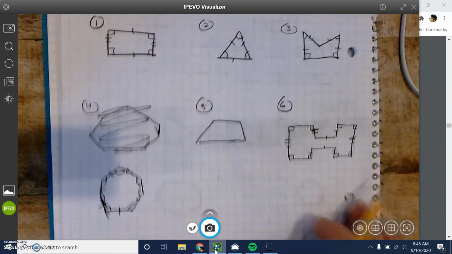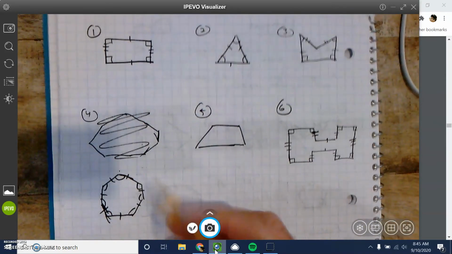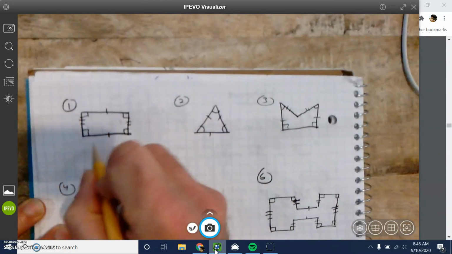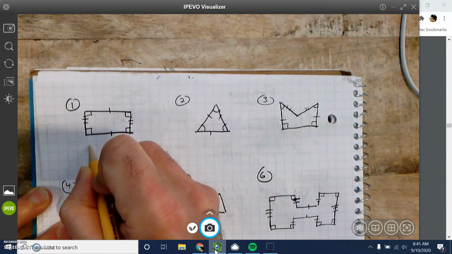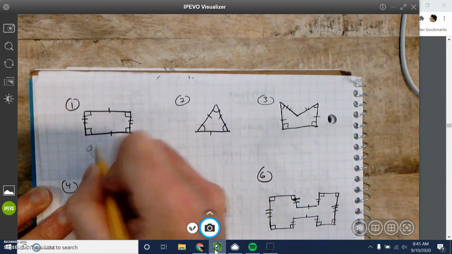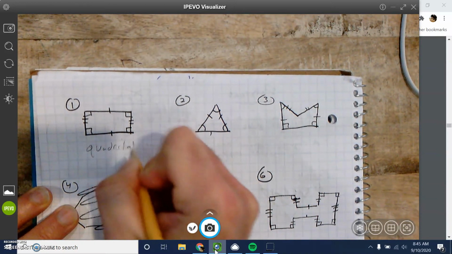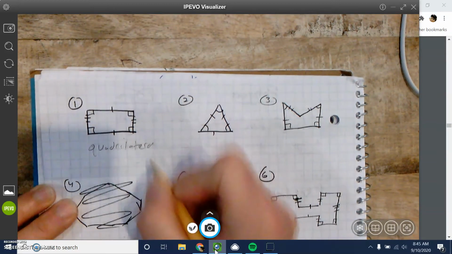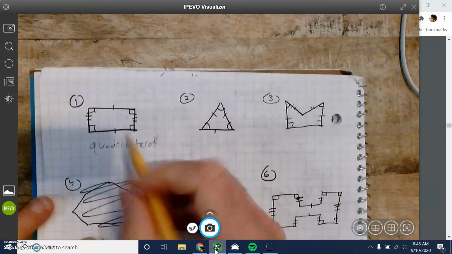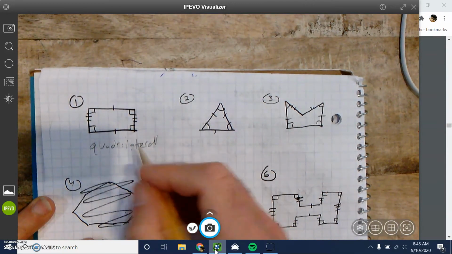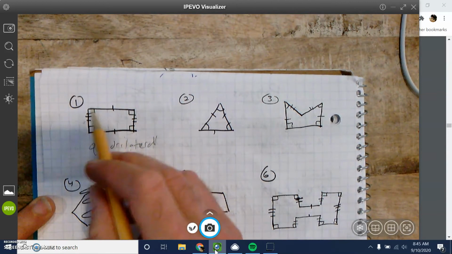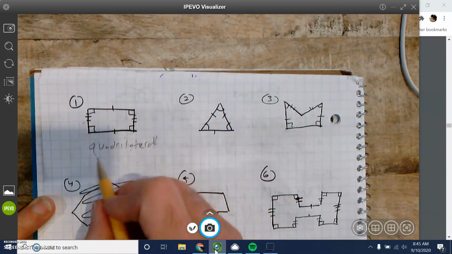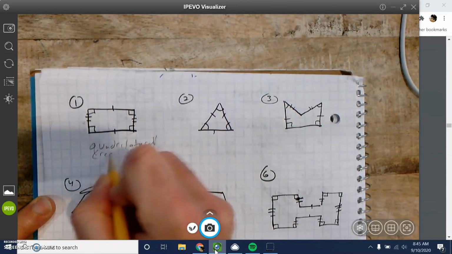Boom. Had trouble drawing number 4. Had to do it a few times. My bad. So this one is number 1. What'd you get? Let's see. You could say rectangle if you want, but I'm going to say quadrilateral. A rectangle is a specific kind of quadrilateral, which this is, because opposite sides are congruent, and we have 90-degree angles. You can say rectangle if you want.